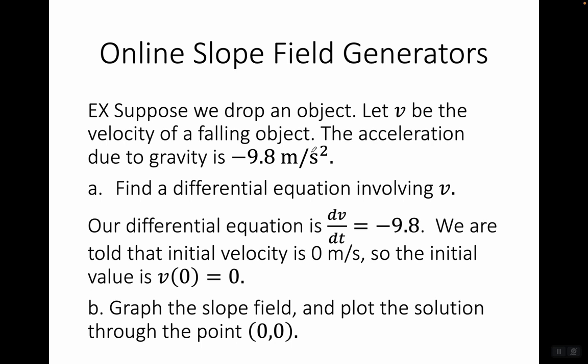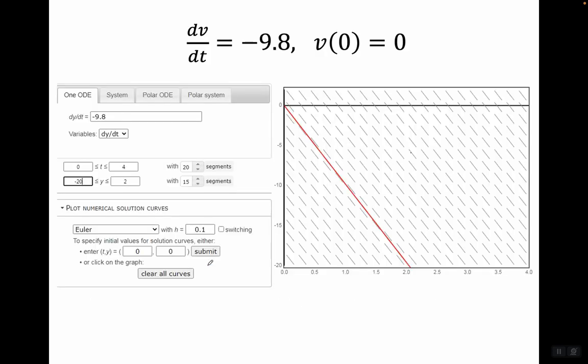Okay, so that's our differential equation involving v. If I were to ask you to graph the slope field and plot the solution through the point (0, 0), here's what you'd end up with. Okay, dv/dt equals negative 9.8 and v(0) equals 0. This is what we get. If you just graph it, the plotter won't have a dv/dt, you're just going to do dy/dt, but you're smart enough to replace the v with the y. This is what you get.